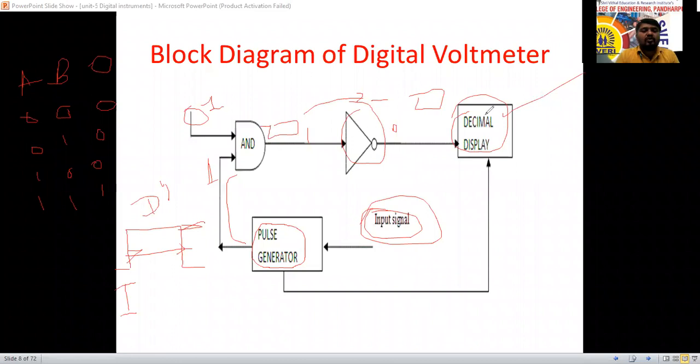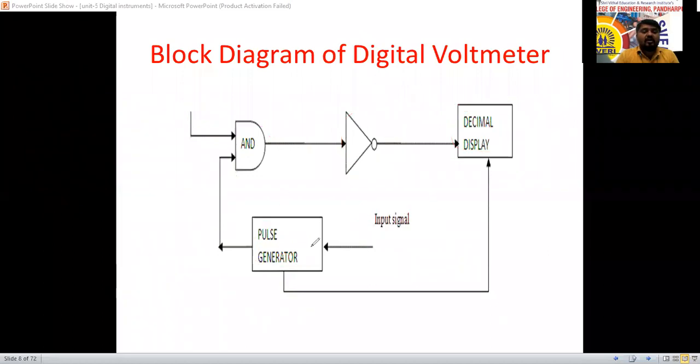That one is going to display the value here. So this is the operation, construction and working. The output of the input signal is connected here. The pulse signal is also connected to the decimal display here. This is the pulse generator it is going to take here.